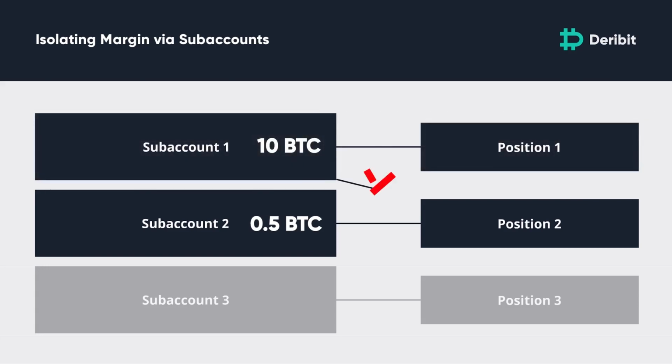Even if the main account has more funds in it, only the 0.5 BTC that was moved to the subaccount will be used to support the positions in that subaccount. In this way, you control the risk to your funds and the leverage used for your positions.